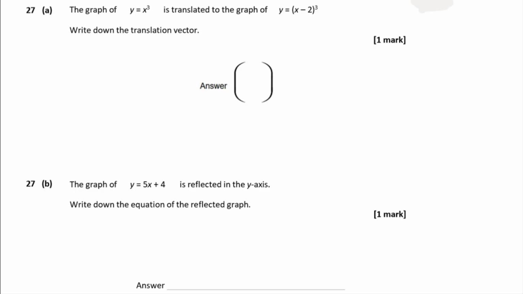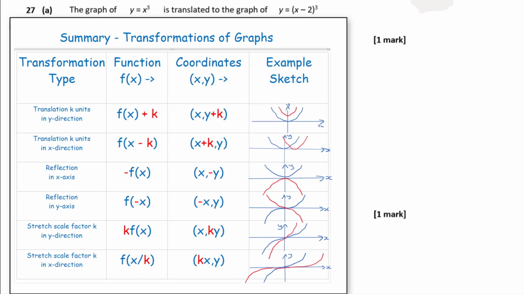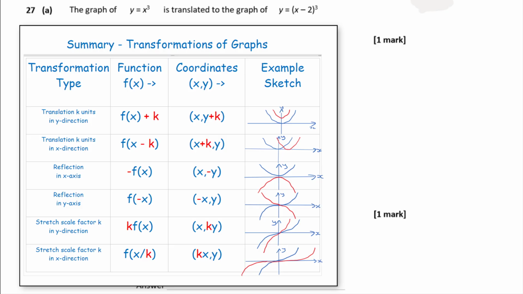Question 27a. The graph of y equals x cubed is translated to the graph of y equals (x minus 2) all cubed. Write down the translation vector. Now you need to know the 6 types of transformations that they can test you on in this exam. You need to know the translations, the reflections and the stretches and how they work and what the algebra part of it is going to look like. Now here we are going from an x, which is then cubed, to an x minus 2, which is all cubed. In other words, we are subtracting 2 from the value of x inside the function. So that is a translation.